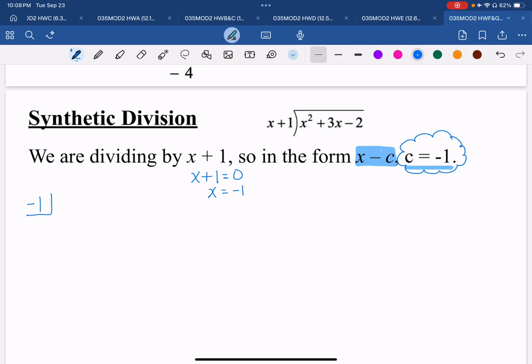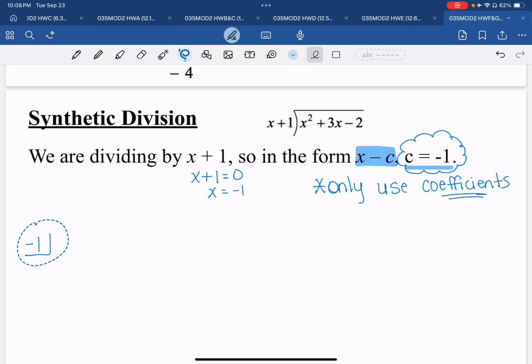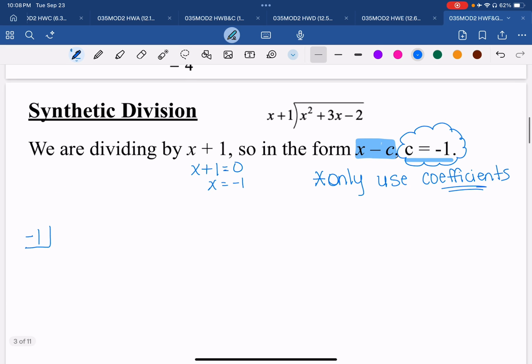Now, the other trick to synthetic division is that we're only using the coefficients. We're not using any x's. So I've got this negative 1, move it down just a little bit, and then I'm just going to use my coefficients. The first term's coefficient is a 1. Then my second term, the coefficient is a 3. Then my last term, negative 2.